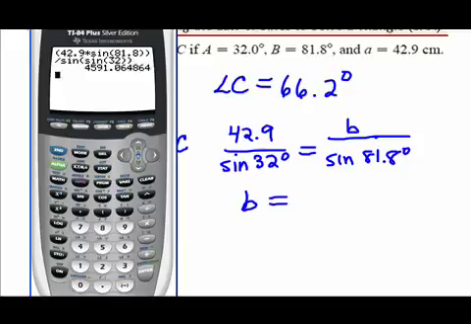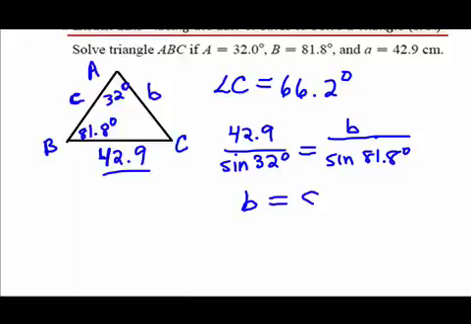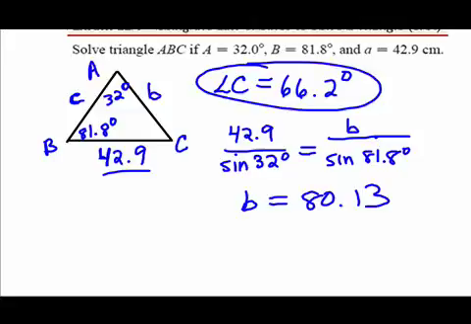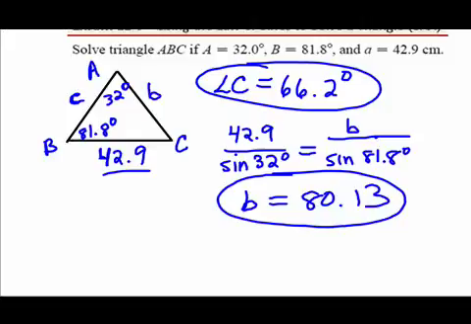And we get, whoa, that's not right. What did I do wrong? You did sine twice. I did sine twice. Sorry about that. Sine of 32. There we go. That should do it. 80.13 would be B. So here's one of our answers. Here's our second answer.